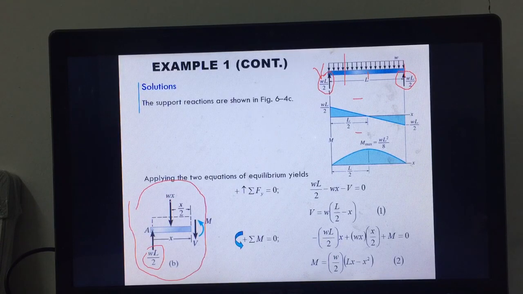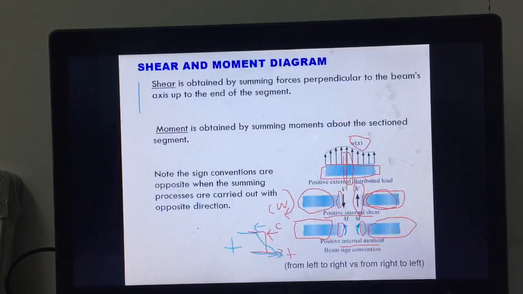The equivalent load will be W times x. Remember that. Why? Because this is W, and because it's a uniform distribution of load, you just multiply W with x, right? And it acts in the middle, x/2 here, x/2 here, right? After we have these two, the support reaction and the applied load, what happens at the section here? Go back to this one: the positive internal shear and positive internal moment.